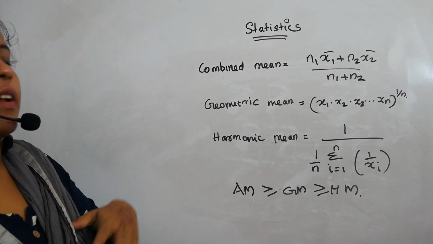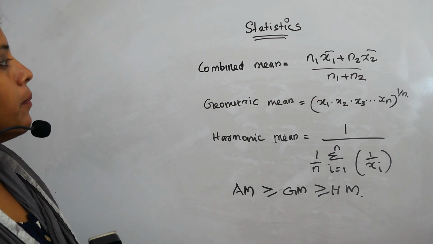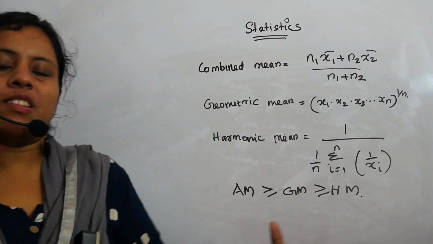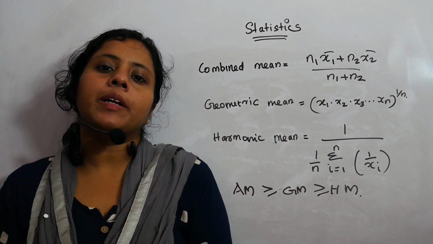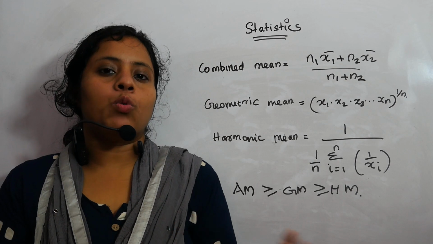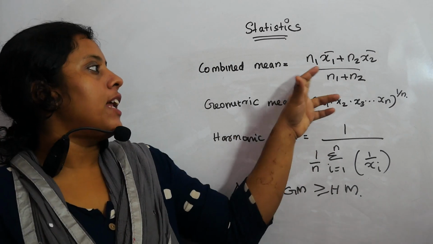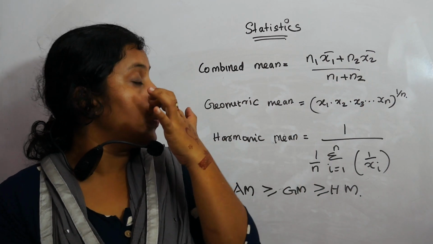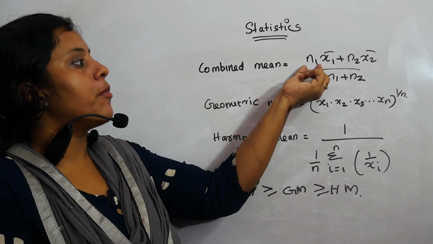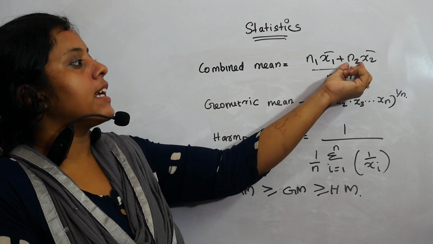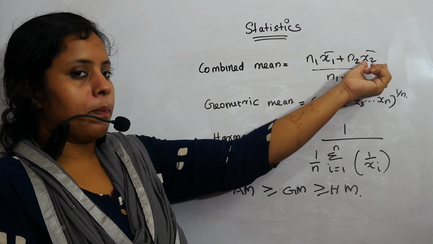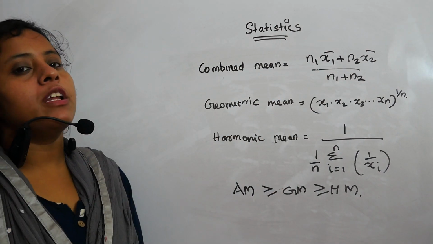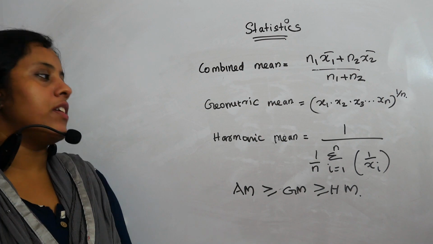So a few more formulas, that is combined mean. What is combined mean? Suppose they give one set of observations having a certain mean, and another set having another mean value. Then what is the combined mean? You can use this formula: n1 x1 bar plus n2 x2 bar by n1 plus n2. So the number of observations of the first set into its mean, plus the number of observations of the second into its mean, divided by the total number of observations. That will give you the combined mean, or sometimes we call it weighted average.